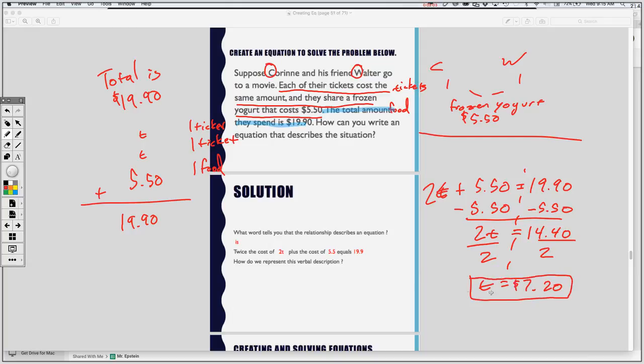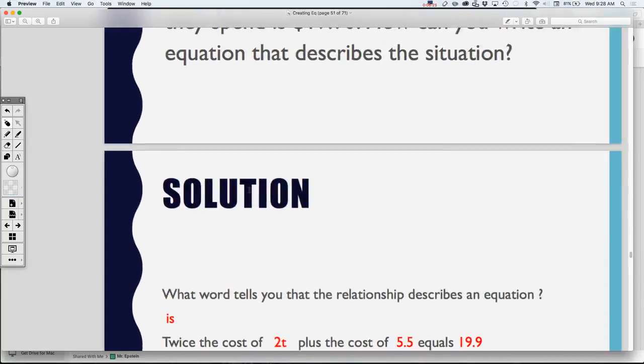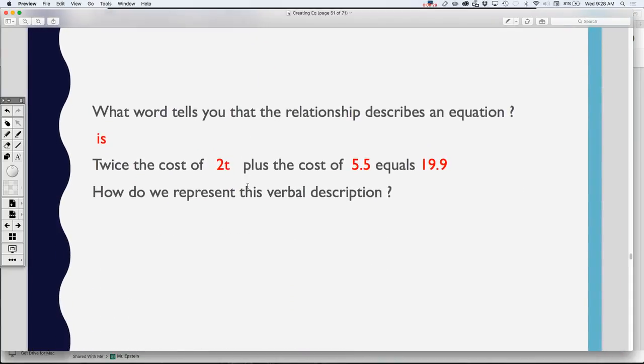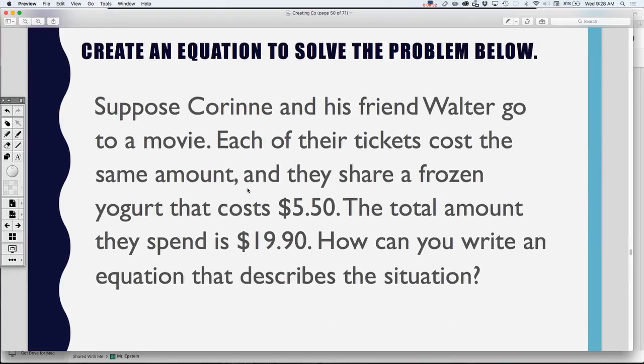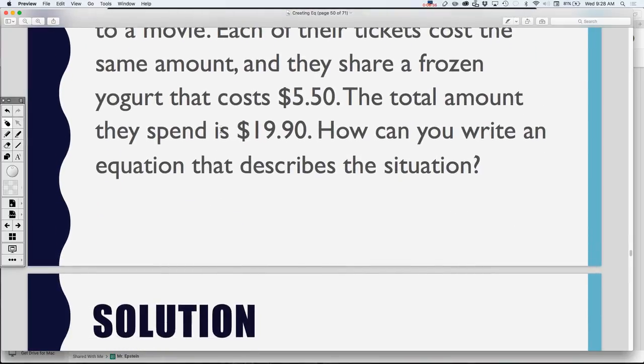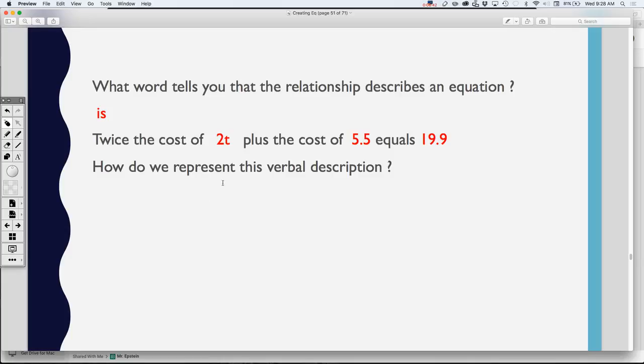Let's go on to the next part. What word tells you that the relationship describes an equation? For this, it was the word "is." Right here, they spend is 1990. Twice the cost of 2t plus the cost of 550 equals 1990.